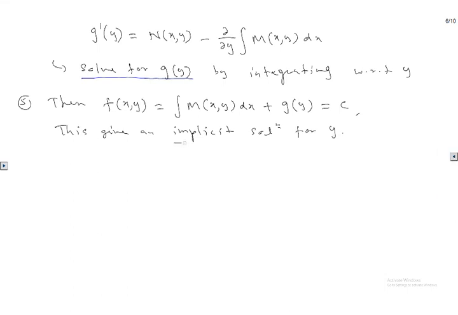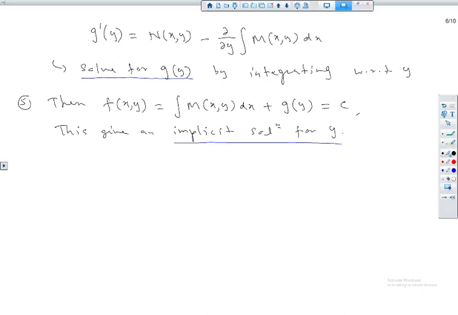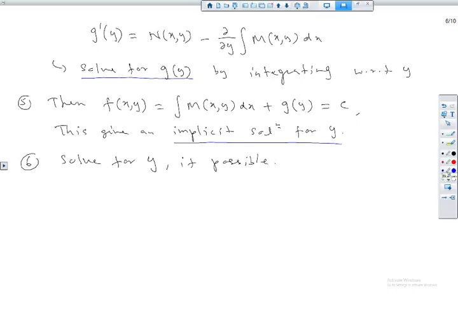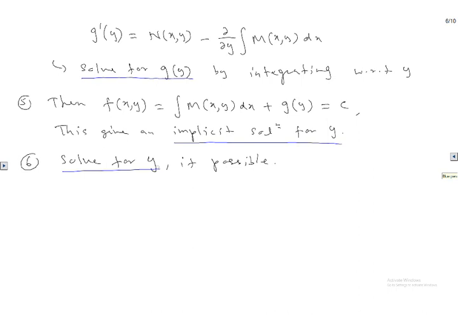So what we normally do is solve for y if possible. Okay, and then the last part is to solve for y if possible. Yeah, so you can see that this process has like 6 steps here, a little long.